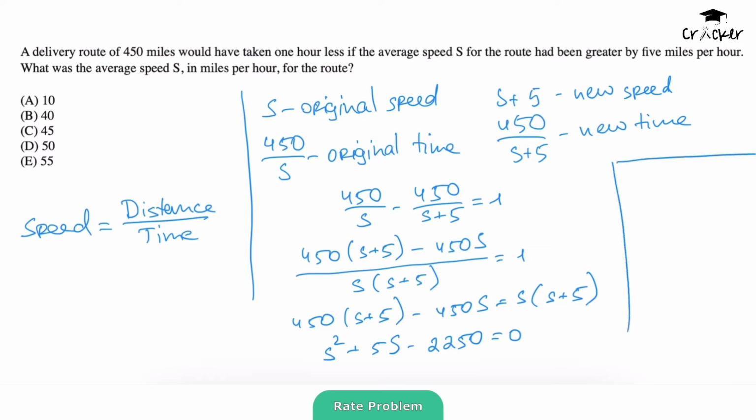The possible roots of the equation are negative 50 and 45. Since speed cannot be negative, we take 45 as the answer. So, the original speed was 45 miles per hour.